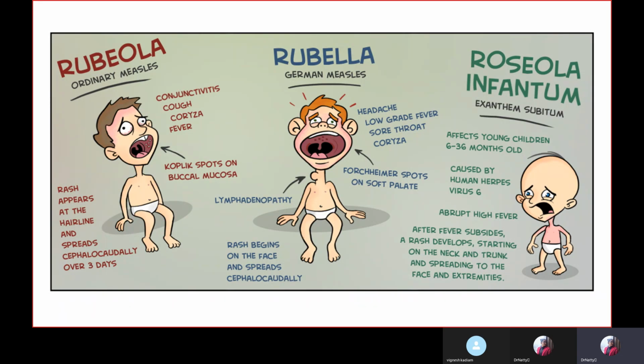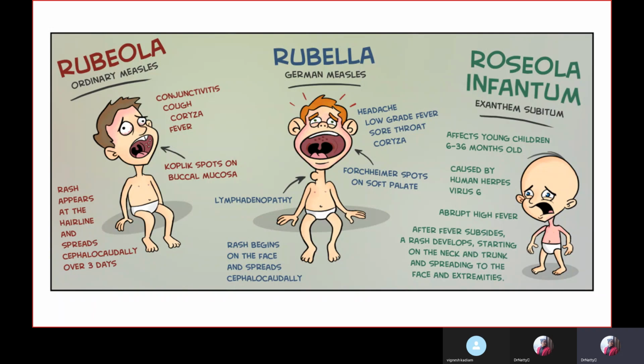So for Rubeola, we have Koplik spots which occurs in the buccal mucosa, whereas for Rubella, there is Forchheimer spot which occurs on the soft palate. It is very, very important, and do not confuse between these two spots. So Rubeola, the name is measles, Rubella, it is German measles. And to prevent them in the early childhood itself, we give vaccines. So we have a vaccine called as MMR vaccine, measles, mumps and rubella. So measles is Rubeola, mumps is mumps, and then rubella, the other name for that is German measles.